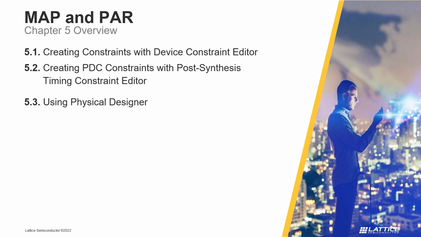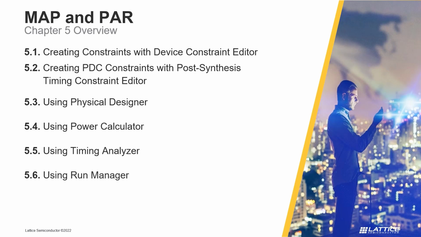In section 3 of chapter 5, Using Physical Designer, we will discuss Radiant's Physical Designer, and what it can be used for. In the fourth section of the chapter, Using Power Calculator, we will discuss Radiant's Power Calculator tool, and how it can be used to calculate the static and dynamic power consumption of a design. In the fifth section of the chapter, Using Timing Analyzer, we will discuss Radiant's Timing Analyzer tool, and how it can be used to check a design's timing performance after place and route.